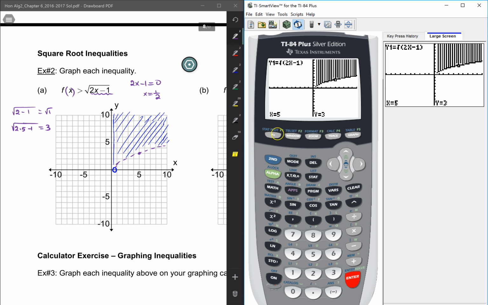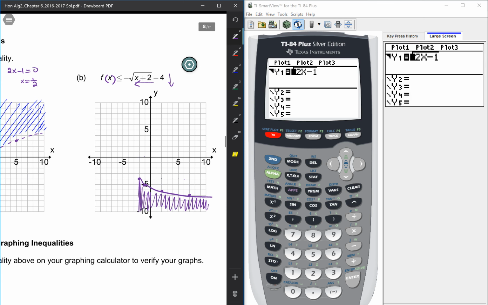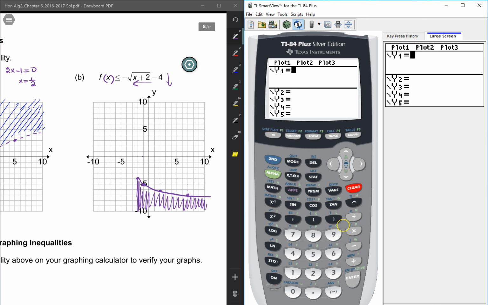Okay. So let's do the next one. For the next one, I have negative square root of x plus 2, let's exit the square root, minus 4. This time, however, I want to shade the bottom. So let's see what options we have here. When you press enter once, it's a bold line. This one is shading above. This one is shading below. That's the one I want.